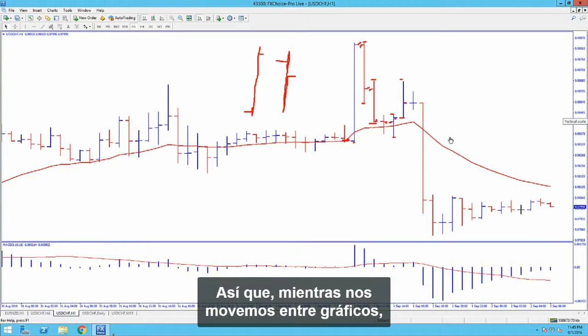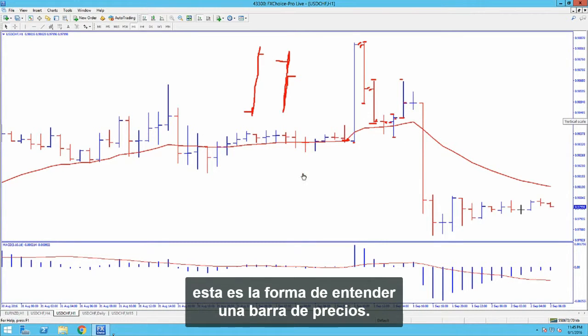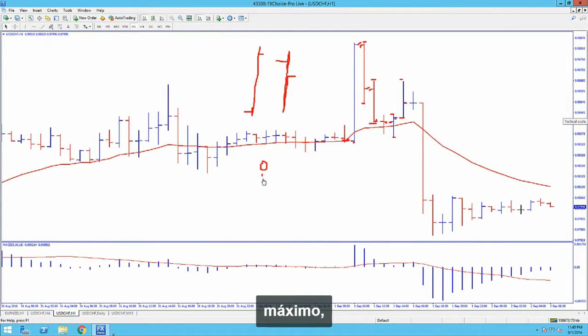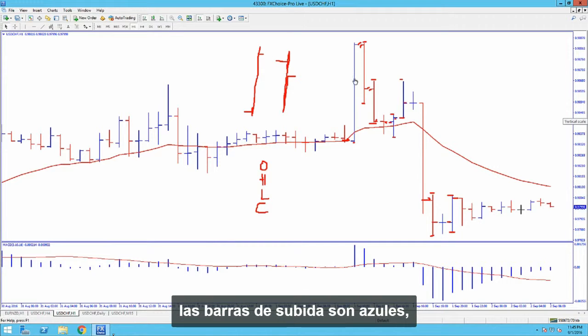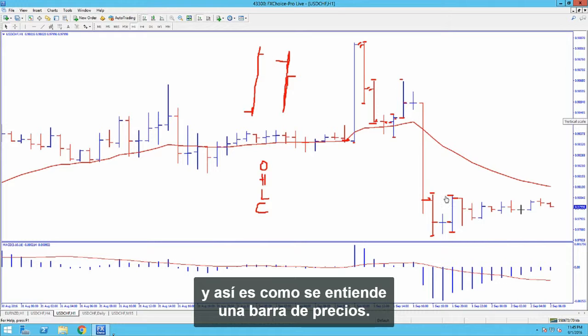So as we move through the charts, that's how to understand a price bar: an open, high, low, close. One more time. Open, high, low, close. Open, low, high, close. In our example, the up bars are blue, the down bars are red. And that's how to understand a price bar.